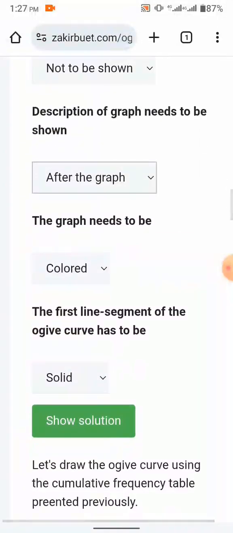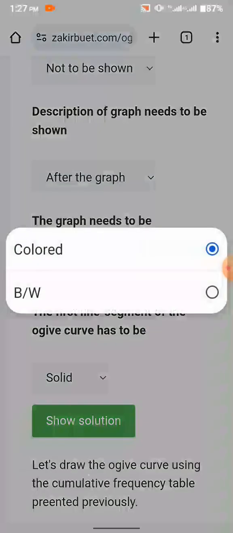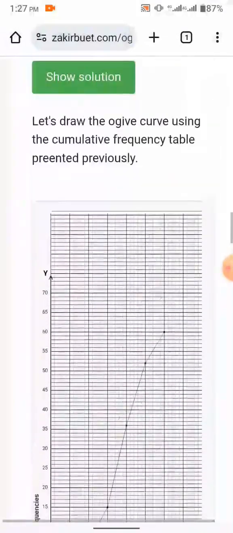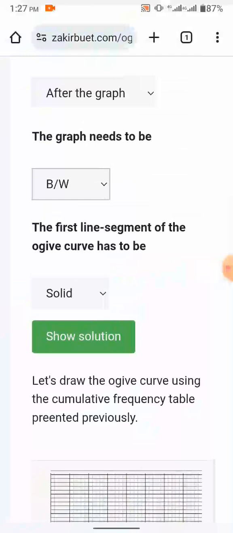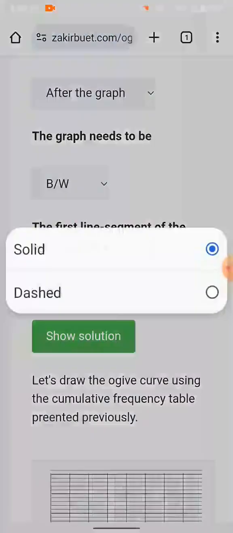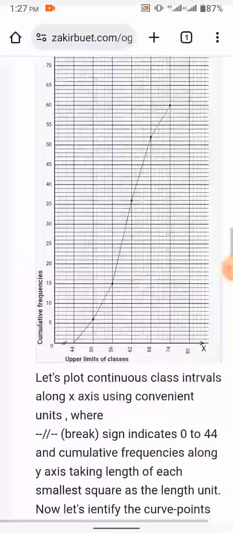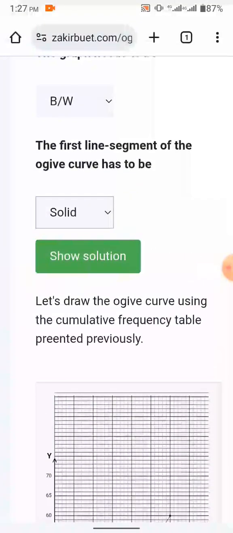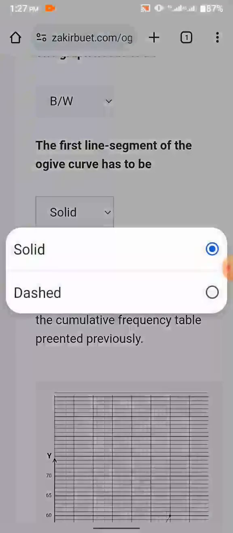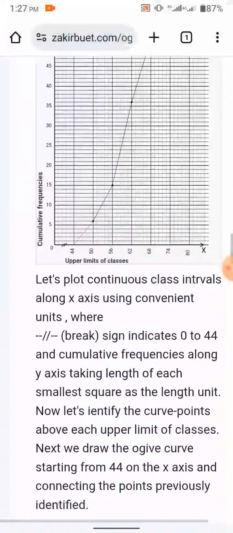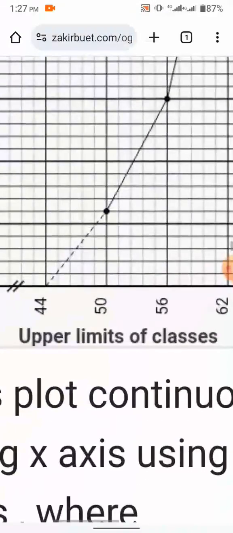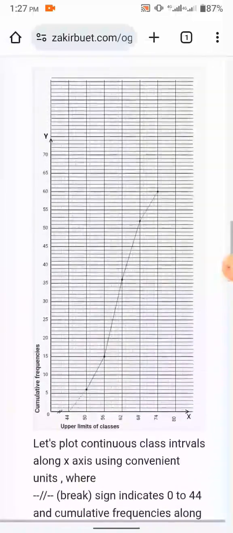The graph needs to be colored or maybe black and white. This time it is black and white. And the first line segment of the ogive curve has to be solid or maybe dashed. I prefer it to be solid, but I don't know why some people prefer it to be dashed. That's a reason in case of frequency polygon, but I do not find any reason for ogive curve. Yes, since they prefer it, I have provided this option.